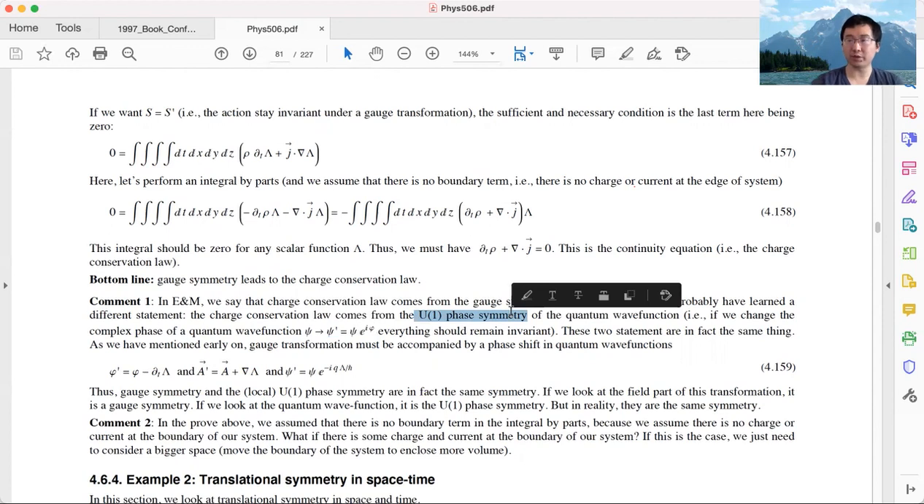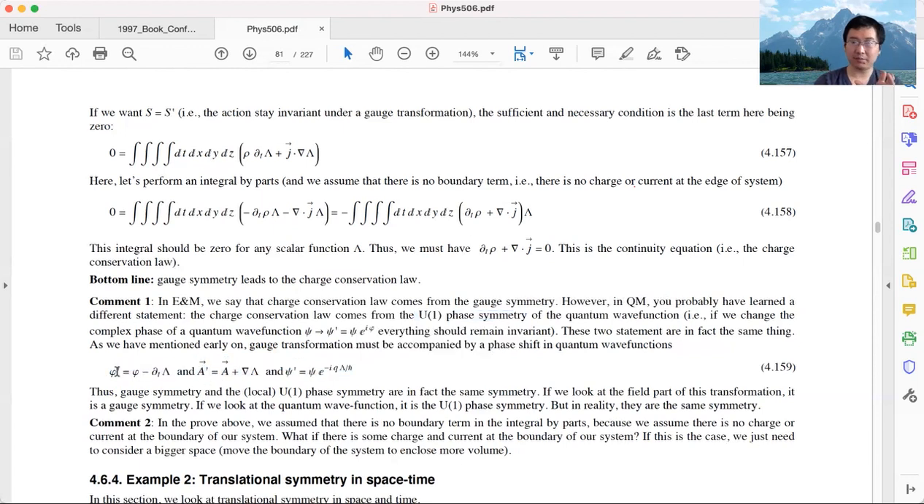So in two different courses, we have the same charge conservation law, but we give two different reasons: gauge symmetry in E&M, and U1 phase symmetry in quantum mechanics. These two statements and these two symmetries actually do not conflict with each other. They're actually exactly the same thing. As we briefly mentioned in one of the earlier lectures, the full structure of gauge transformation is this.